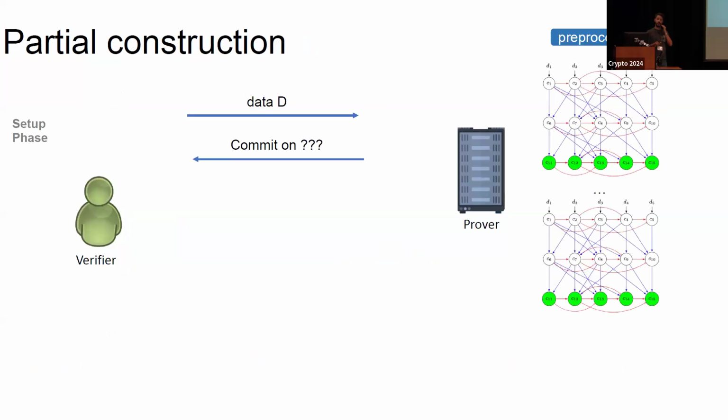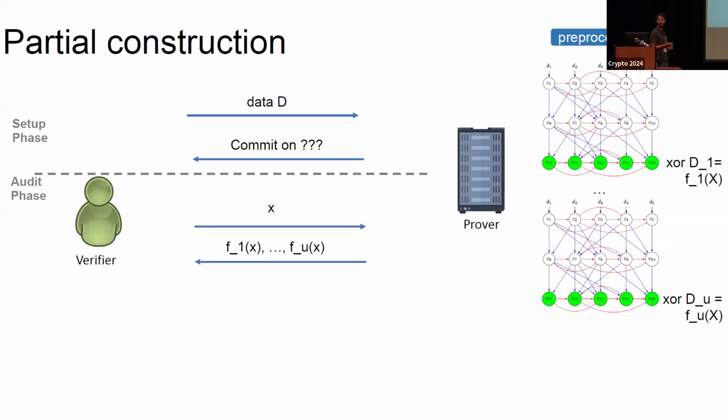So the partial construction may look like the following. If you are storing 2 files, you pebble the graph as before, you XOR with the data, you get the encoding, and now you read the encoding like a polynomial. And then later in the audit phase, you can simply send a random point, and the prover needs to compute f of x.